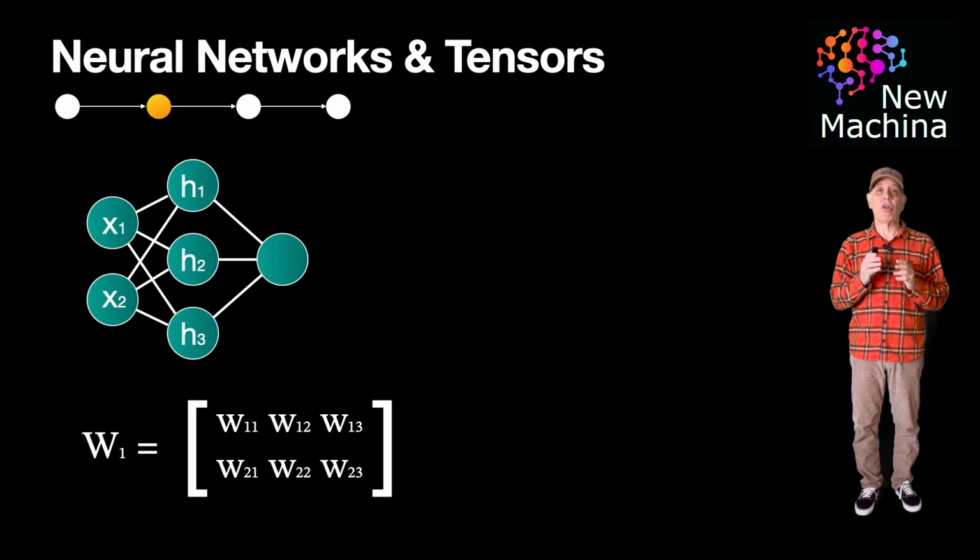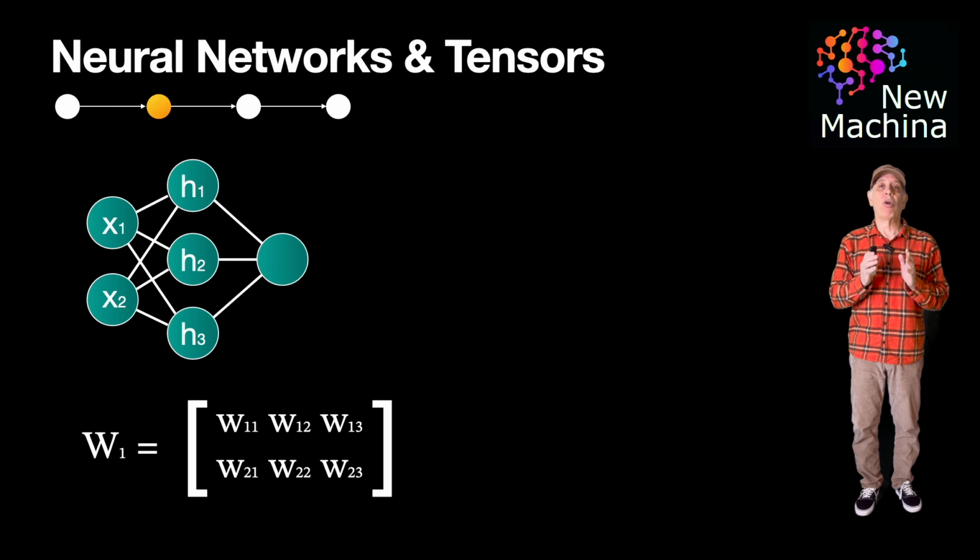Each input connects to all neurons in the hidden layer, so W1 has 2 rows, one for each input, and 3 columns, one for each hidden neuron. The weights between the input layer and the hidden layer for this model can be stored in a 2-dimensional tensor of shape 2 by 3. Each column of this tensor corresponds to the weights that connect both inputs to one hidden layer neuron.